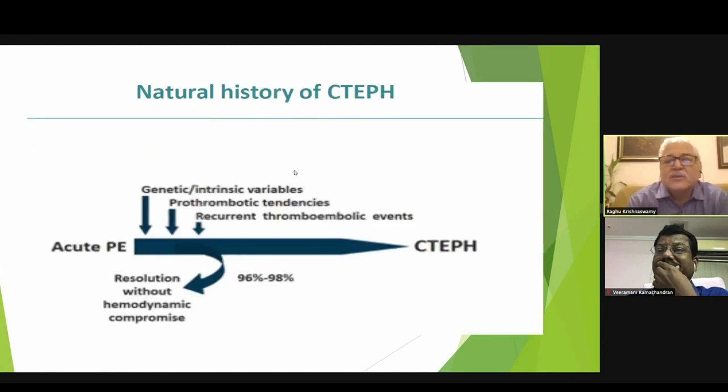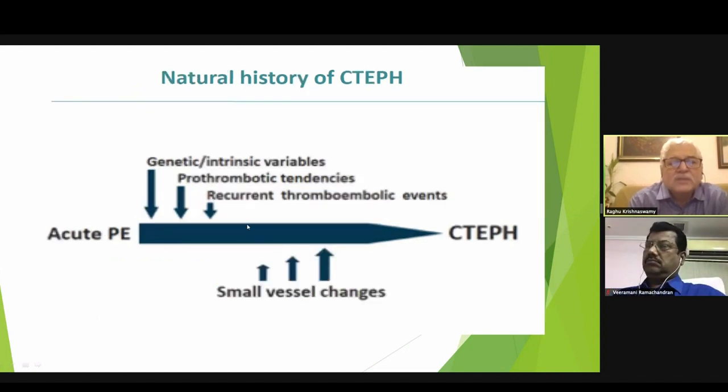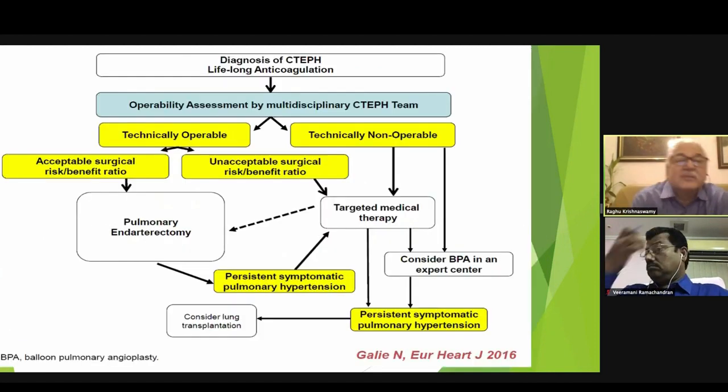The natural history of chronic thromboembolic pulmonary hypertension is that it occurs generally after an acute PE. 96 to 98% of the patients completely resolve. It's only in a small number of patients who go into CTEPH. And the problem is, once you wait for a long period, small vessel changes keep developing. That's why, if any intervention has to be done, it should be done very early, at least within 3 months.